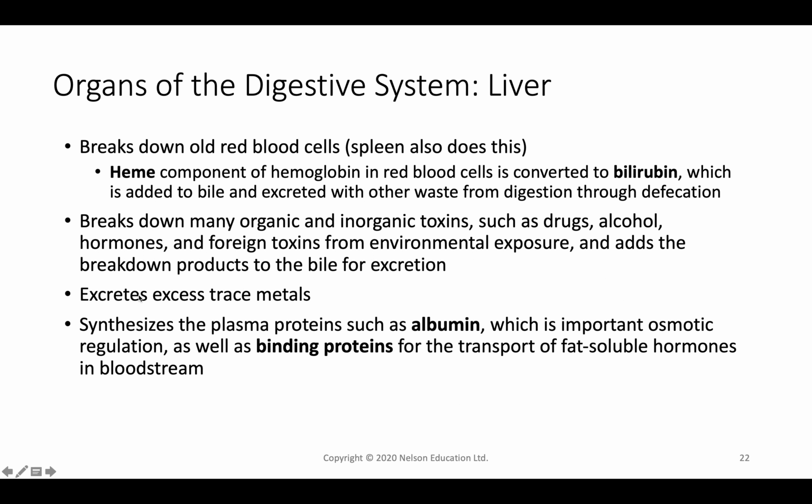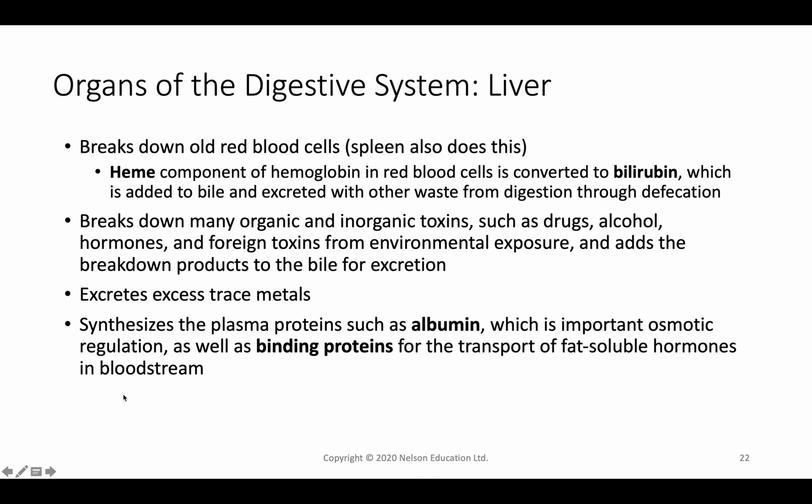The liver also is going to excrete excess trace metals that we may have been in contact with that we don't need, and synthesize plasma proteins, so proteins that are found in our blood supply, in our bloodstream, such as albumin. Albumin is really important for the regulation of our osmotic pressure, or osmolarity. It also is going to create binding proteins that are going to help us transport fat-soluble hormones in the bloodstream.